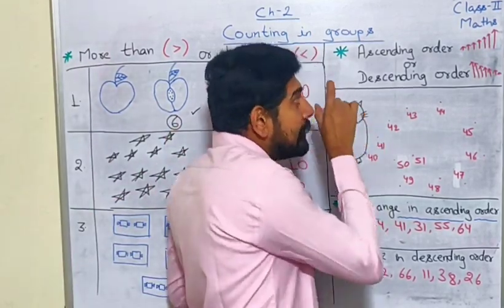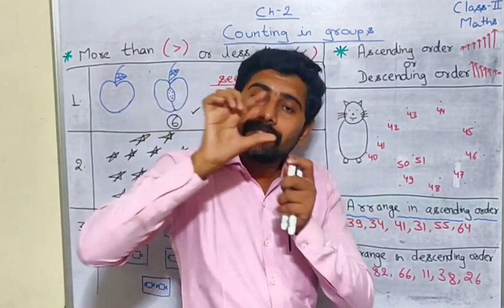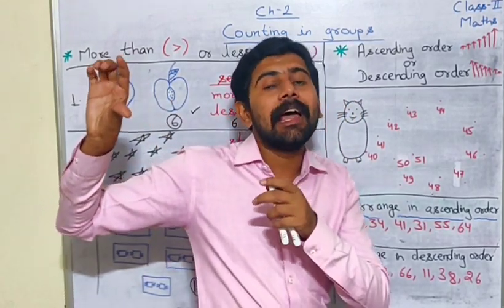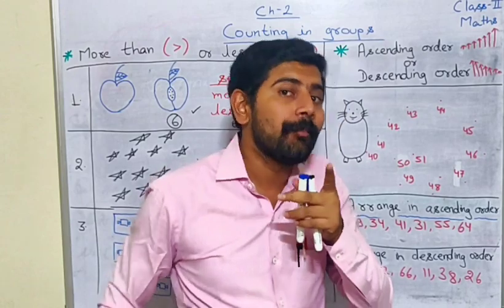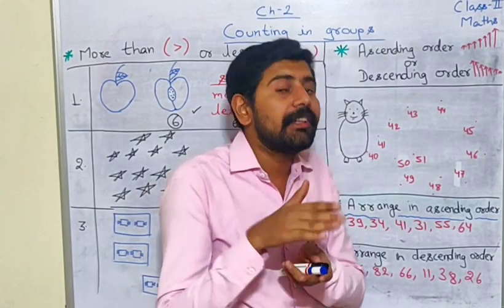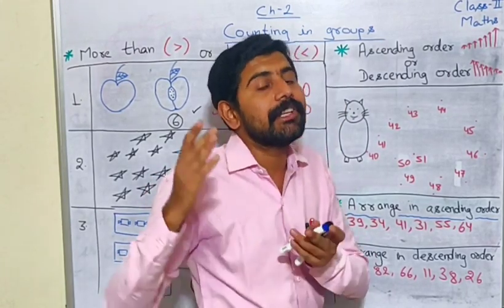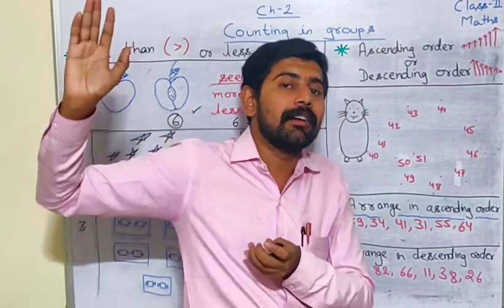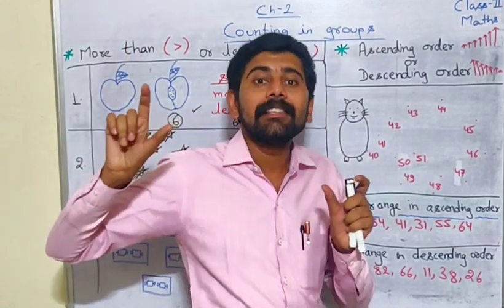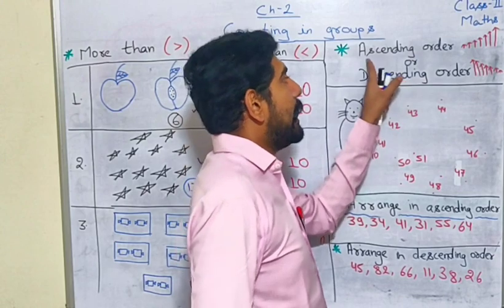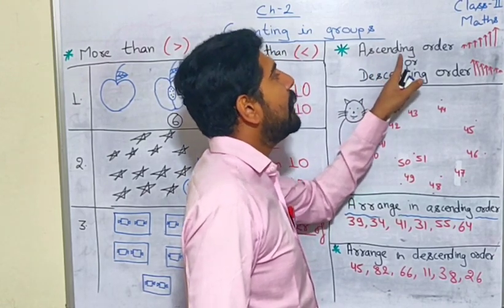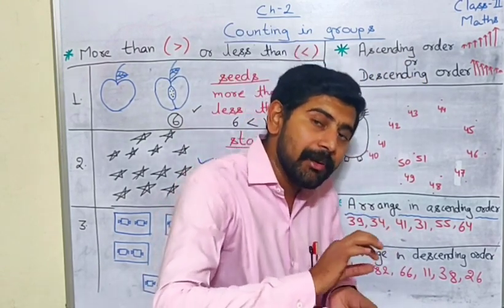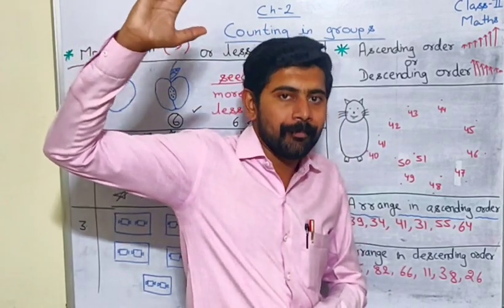That means these numbers are written in an ascending form. Smaller number 1, then bigger number 2, then bigger number 3, and so on, and the biggest number 10. So this sequence is ascending order. A-S-C-E-N-D-I-N-G. Ascending. Ascending means increasing order.